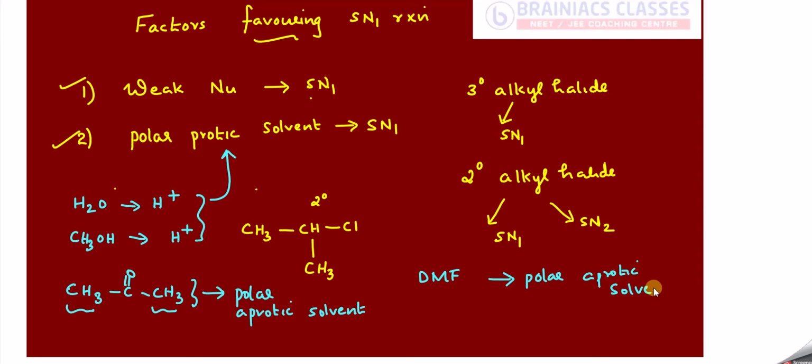So DMF I can write like dimethyl, there are two CH3 groups, and there is a formamide, so some NH2 group will also be there. So you can remember it like DMF. This is the best way to understand it. So if a 2-degree alkyl halide is given, check for a weak nucleophile, then SN1, and if a polar protic solvent is also there, confirm that this will undergo the SN1 reaction. Is this clear for everyone? The three possibilities we have discussed. Clear? All of you? Yes, sir.